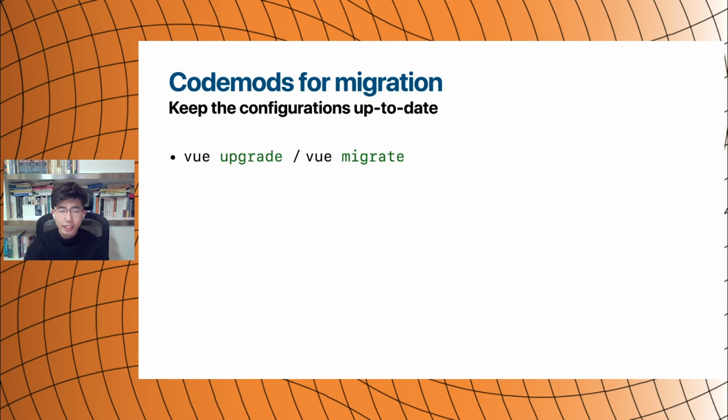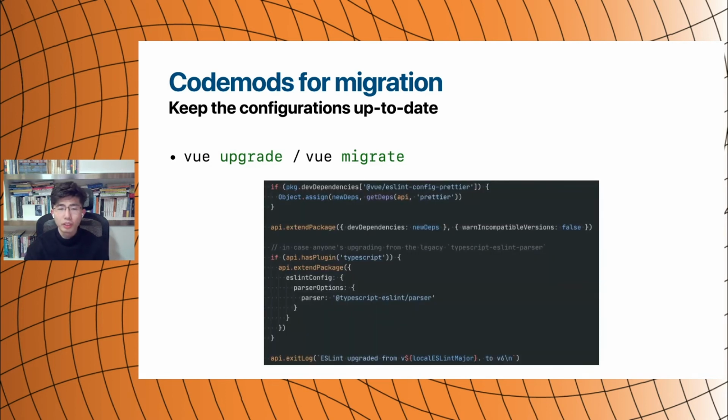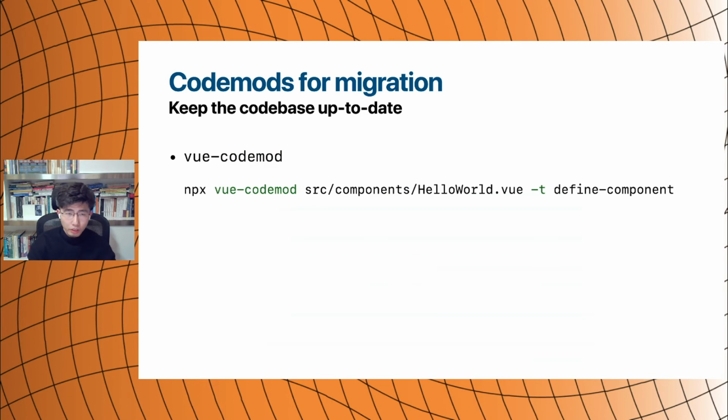This couple of commands is responsible for updating your project setup to the latest CLI versions, including those that are not under the Vue CLI scope, like outside ESLint plugins and other kinds of dependencies in the project. This code snippet shows how we managed to update the ESLint version in the user project. We also have a tool called Vue Codemod.